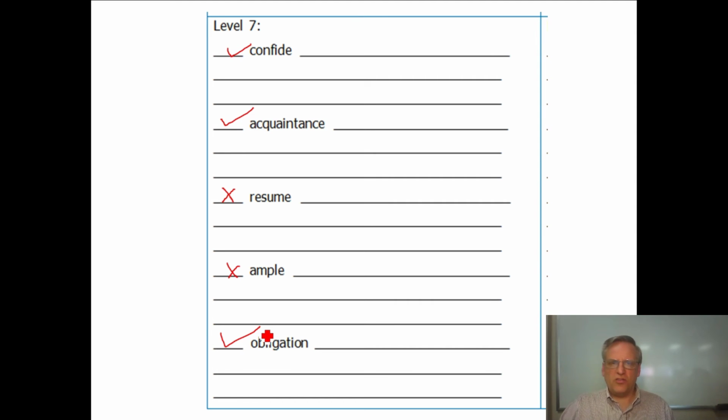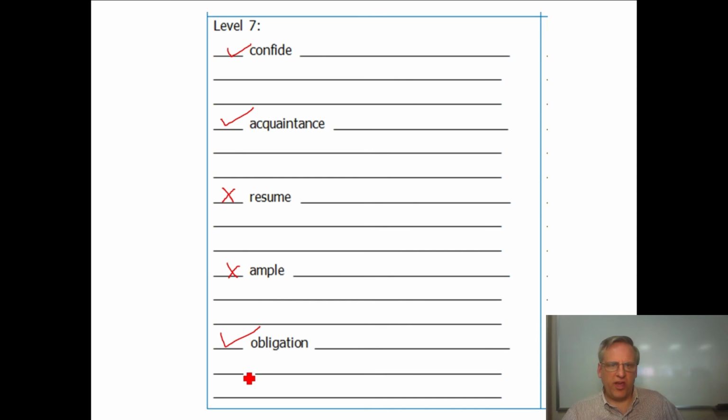So our results here show that Barbara did get confide right. Acquaintance, I think she thought at first it was ancient or some other word, but when I asked her to tell me more, she was able to give me the acceptable definition of somebody that you just met that you don't know really well. I think she thought the word resume was résumé because she was talking about places where you've worked, but the word is resume, meaning you've stopped doing something and you start doing it again, so that was incorrect. And she didn't know the word ample, so that one was incorrect.